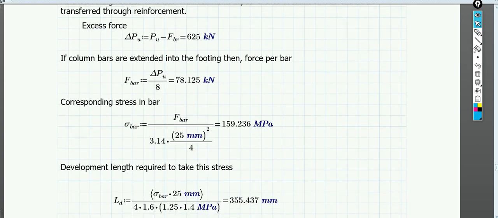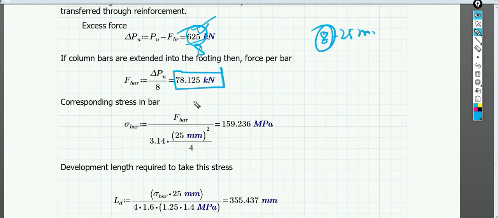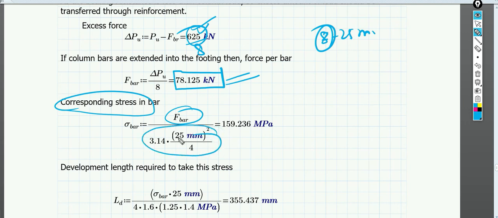So what is the excess amount of load over here? It is 625, and here in the column, it is mentioned that we have 8 numbers of 25 mm bars. So we have 8 bars, so total load is this much. This divided by 8 will give you the load on each bar, which is 78 kilonewton on each bar. Now if I find out the stress on each bar, it is the force divided by the cross-sectional area of the bar, which comes out to be 159 MPa.